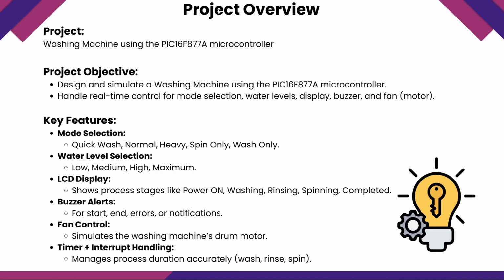Third, we have a feature of LCD display, which shows process stages like power on, washing, rinsing, spinning, and completed. Fourth, we have buzzer alerts for start, end, errors, or notification. Fifth, we have fan control, which simulates the washing machine drum's motor. And at last, we have timer and interrupt handling, which manages process duration accurately for wash, rinse, and spin.